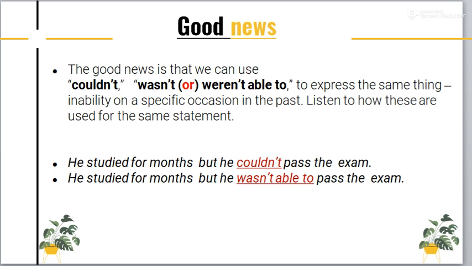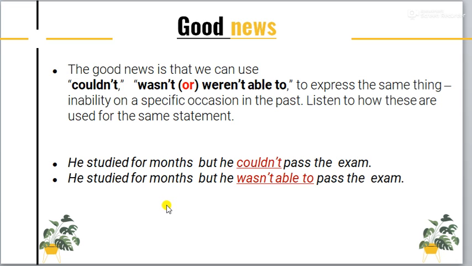The good news is that we can use couldn't, wasn't, or weren't able to express the same thing, inability on a specific occasion in the past. Listen to how these are used for the same statement. He studied 4 months, but he couldn't pass the exam. He studied 4 months, but he wasn't able to pass the exam.